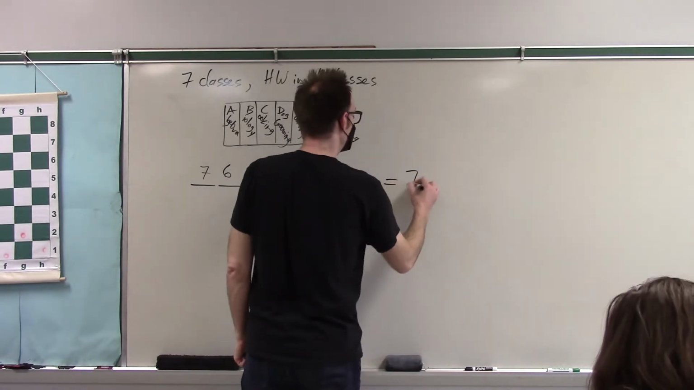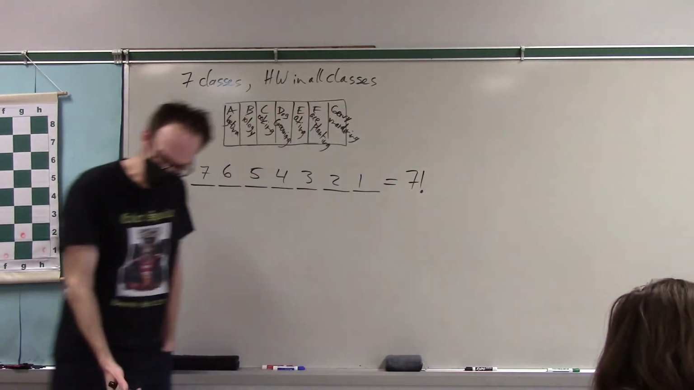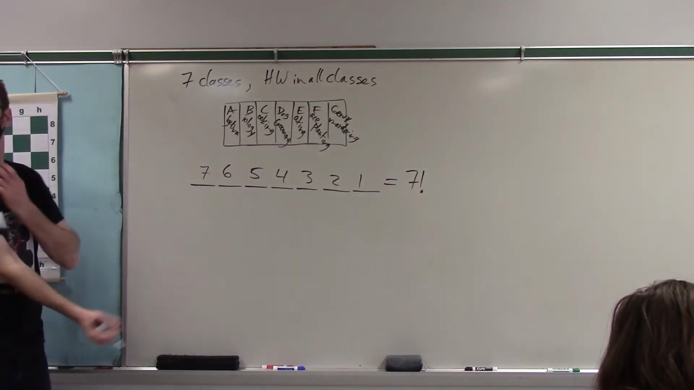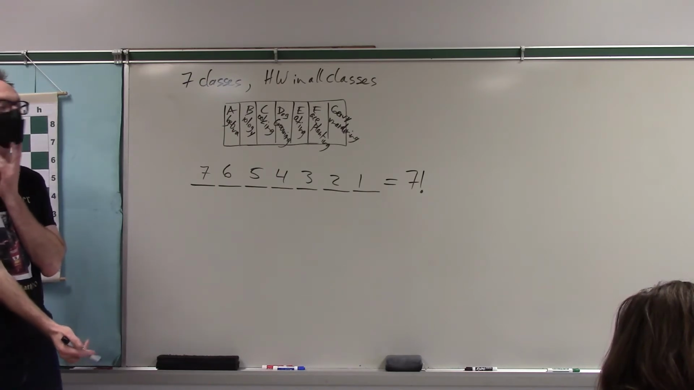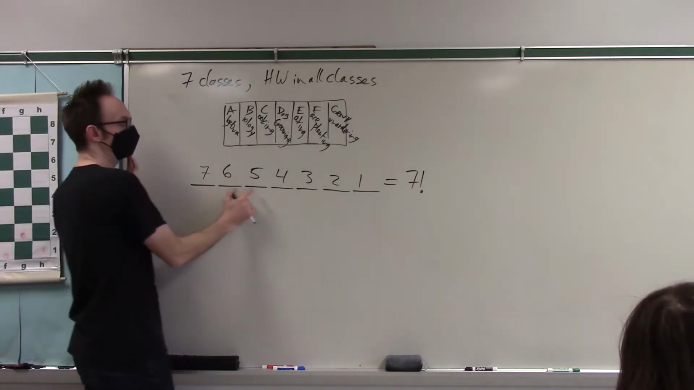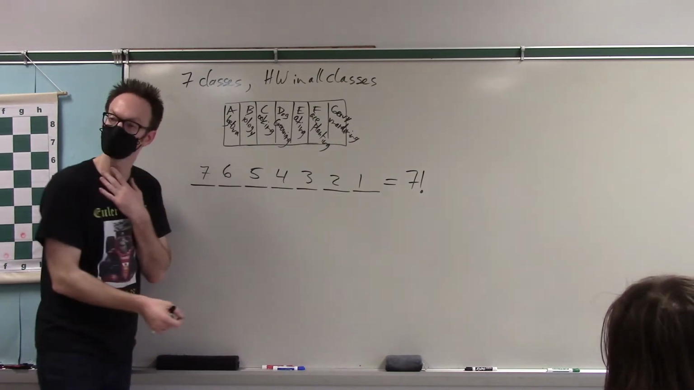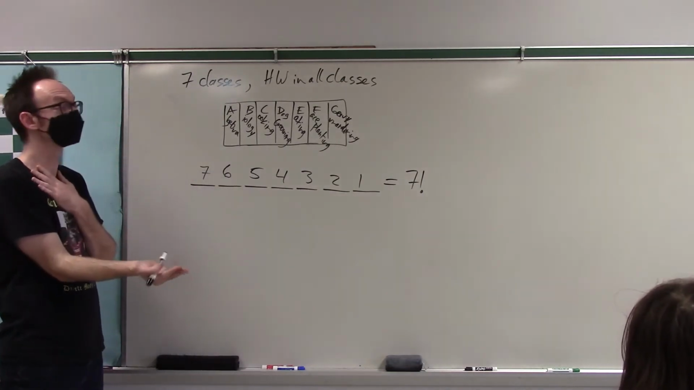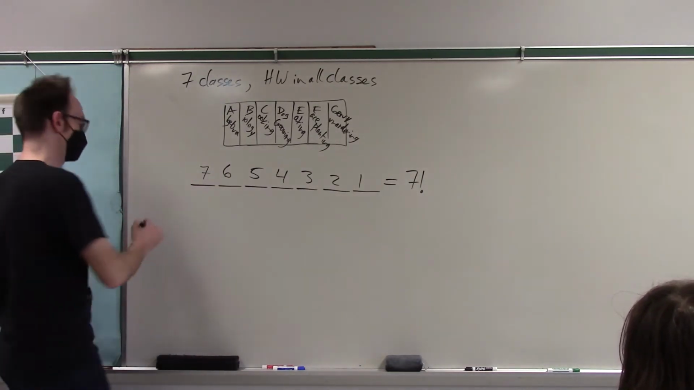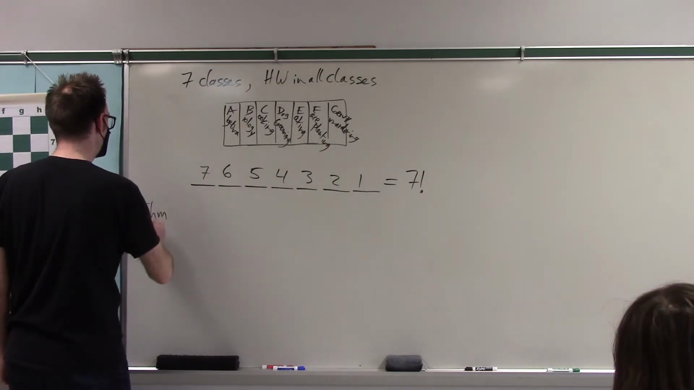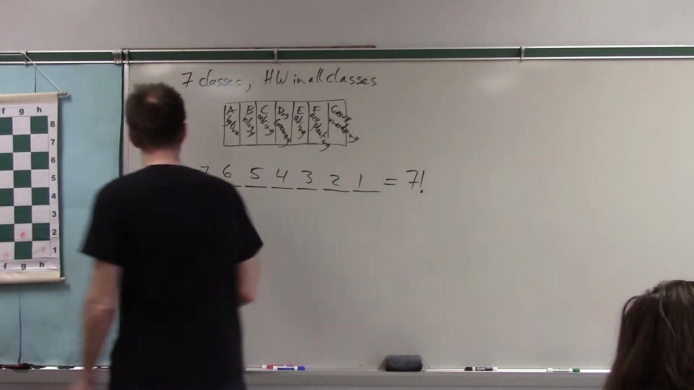So this is 7 factorial. Most people will simply define 7 factorial to mean 7 times 6 times 5 times 4 times 3 times 2 times 1, which is perfectly reasonable, and therefore this is the answer to this problem. In general, we call this a permutation. And so I'm going to make a whole theorem. Let's call this theorem number 1.